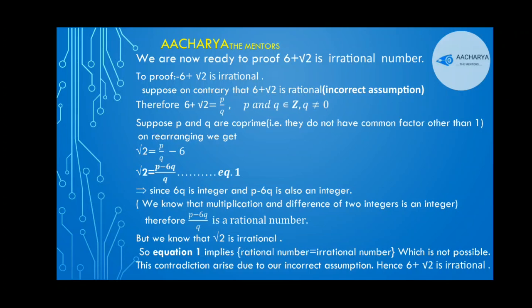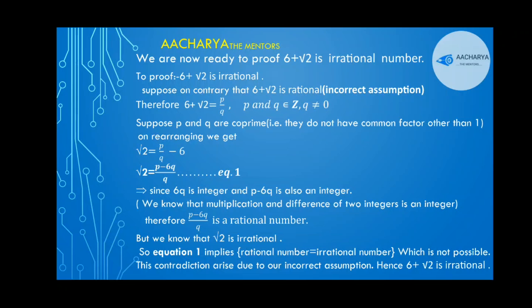On rearranging, what will we get? We will get square root 2 equals p by q minus 6. On solving, square root 2 equals p minus 6q upon q, that is our equation 1. So what will you see? Since 6q is an integer and p minus 6q is also an integer, this statement I am saying because we know that the product and difference of two integers is an integer. So p minus 6q is an integer, q also is an integer, and integer upon integer is a rational number. But we also know that square root 2 is irrational.